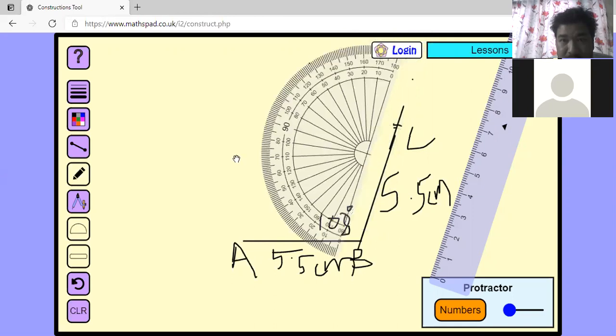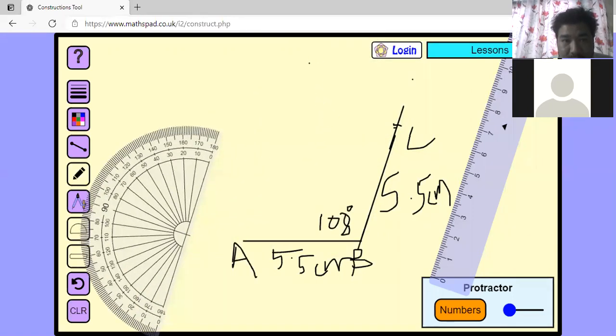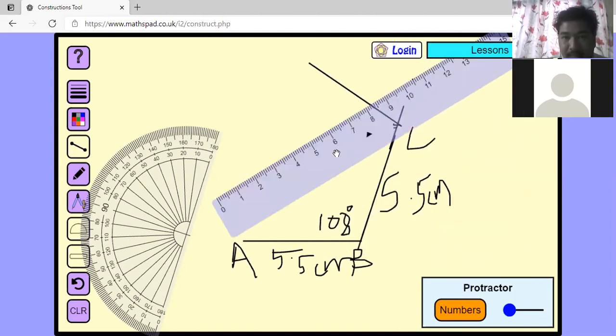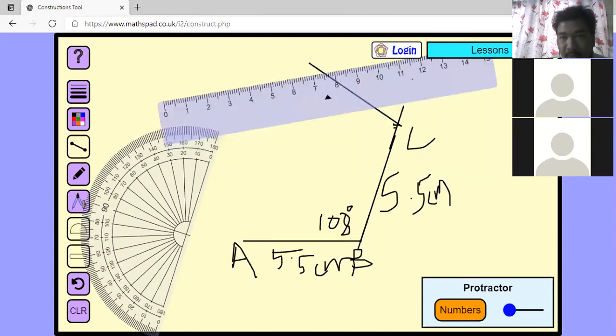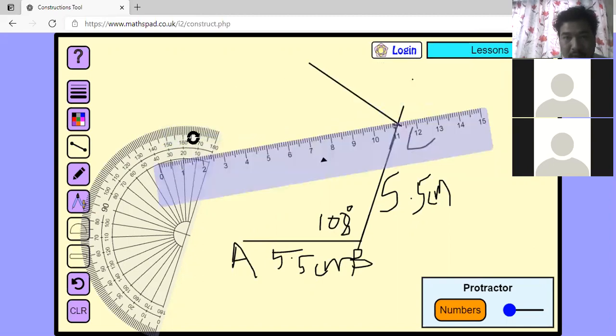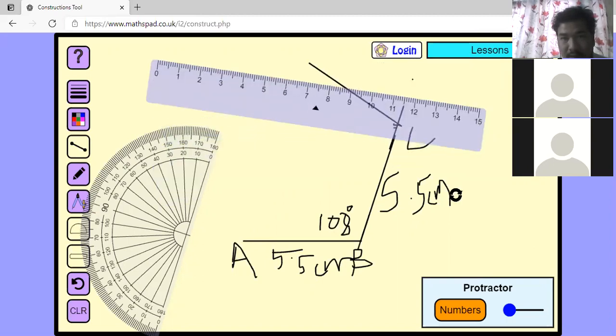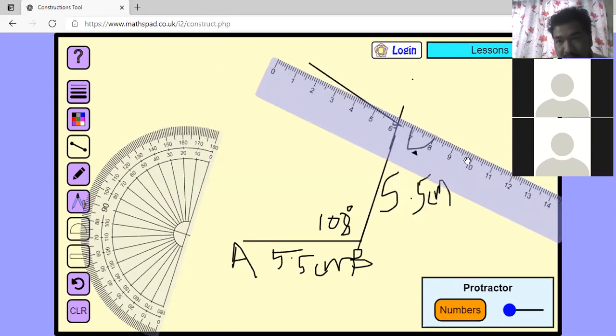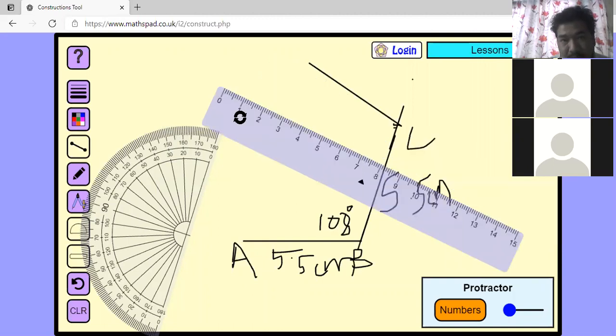Now remove this protractor, and we can join this with the help of ruler, and join it with this point C. This line also must be how much long? Now take the help of ruler and measure it. This also must be 5.5. Take it also 5.5 long.